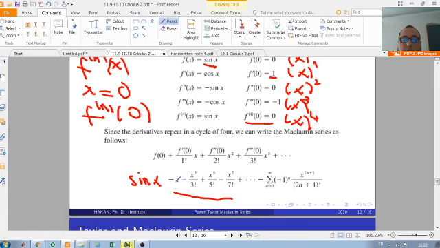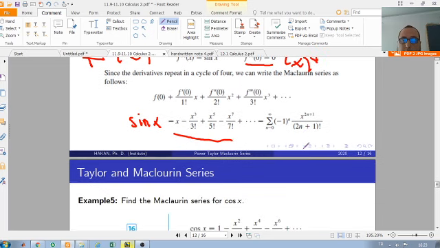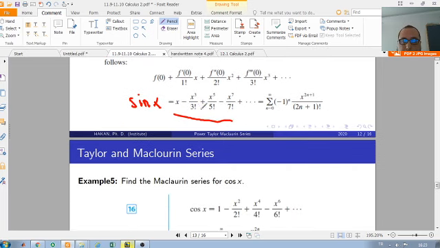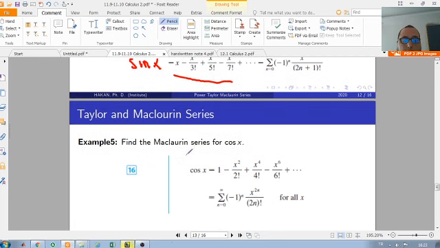And using the terms here, you can find easily the general term. It is an alternating series. Therefore we write minus 1 to the power n, n from 0 to infinity. And we have odd numbers for the power. Therefore we write x to the power 2n plus 1 over (2n plus 1) factorial, since we have odd numbers.